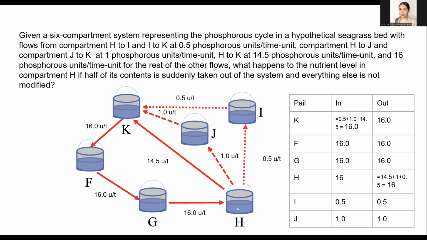So if we're going to focus on compartment H, we cut in half its contents. So it's like your savings account, but it's still receiving 16 from compartment G all the time. But it's also giving out 16 to compartments I, J, and K. So technically, nothing has changed in what it's giving out and what it's receiving.